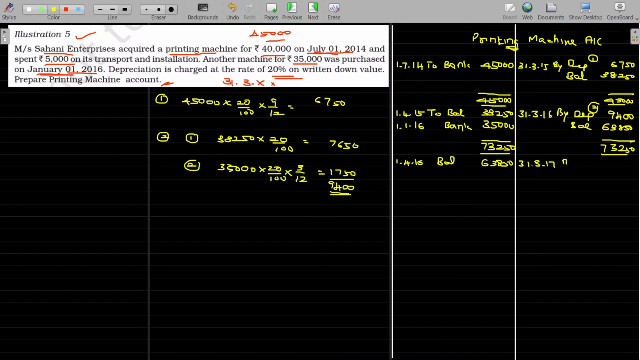For the year end 31/3/17, by depreciation, we have two assets now. In the beginning, all the two assets were used for the entire year. So both the assets will be eligible for full year's depreciation at the rate of 20% on the WDV value. The WDV value of both the assets put together is 63,850. For that, 20% being 12,770. Am I right? 12,770.